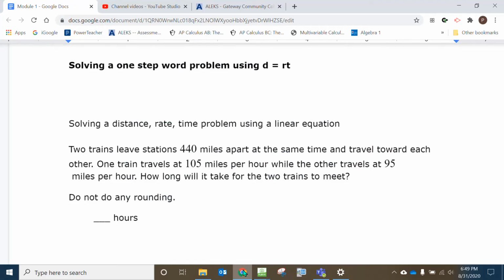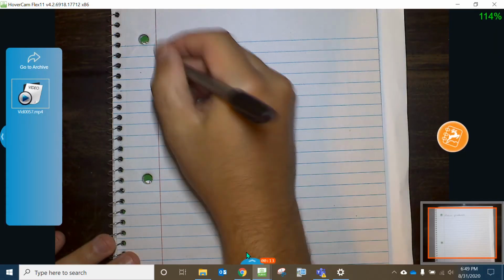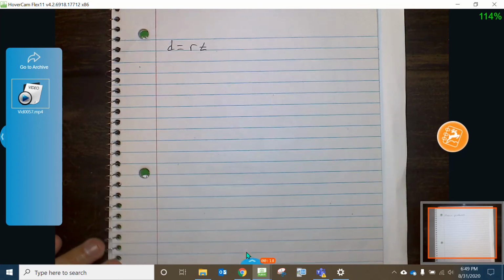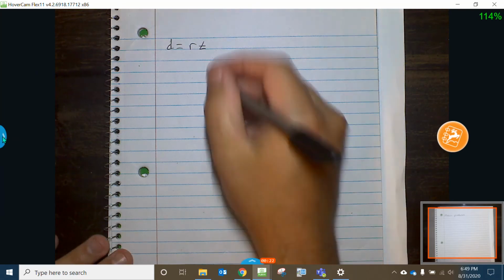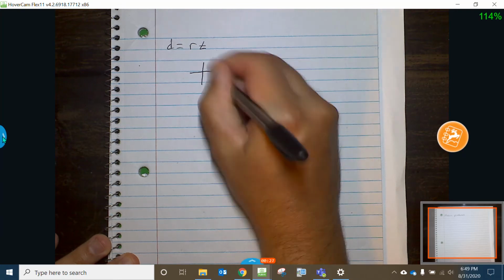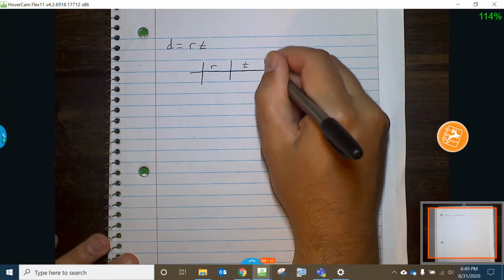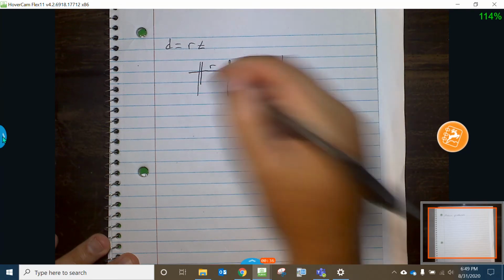Okay, solving a one-step word problem using d equals rt, distance equals rate times time. For these problems, I find that the easiest way to do this is to make a table. So we're going to do rate times time equals distance. And typically we're talking about two objects.